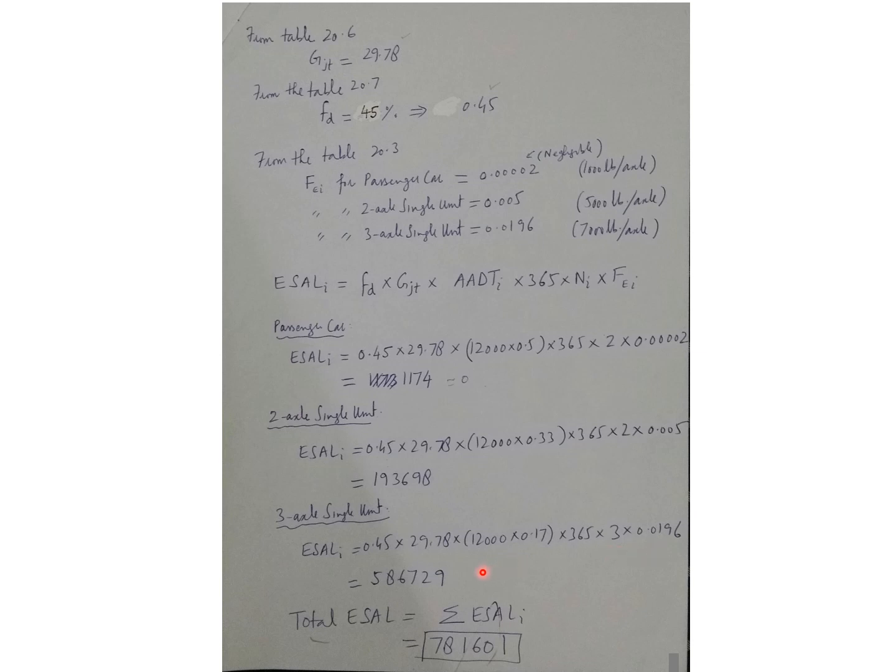So in this way we are getting this number 586729, and if you just add all the equivalent single axle load that we have got in the different categories of the vehicles, the sum is coming 781601, and this is the design equivalent single axle load in this particular case.